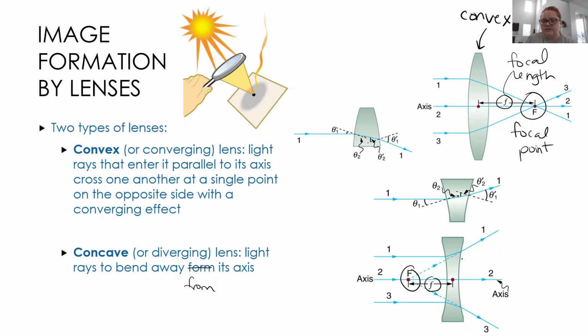So this is a concave lens, where we have the light rays bending away, and our image forms before the lens, if that makes sense. Okay, so our image is forming on this side of the lens where the light rays were coming in the first place.